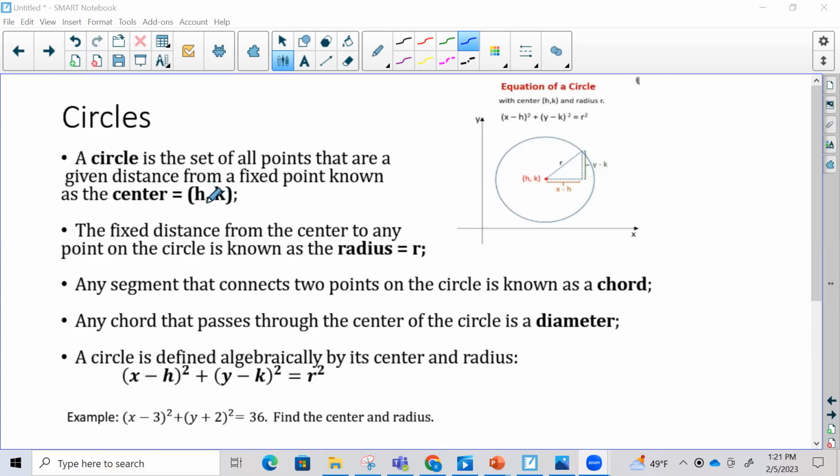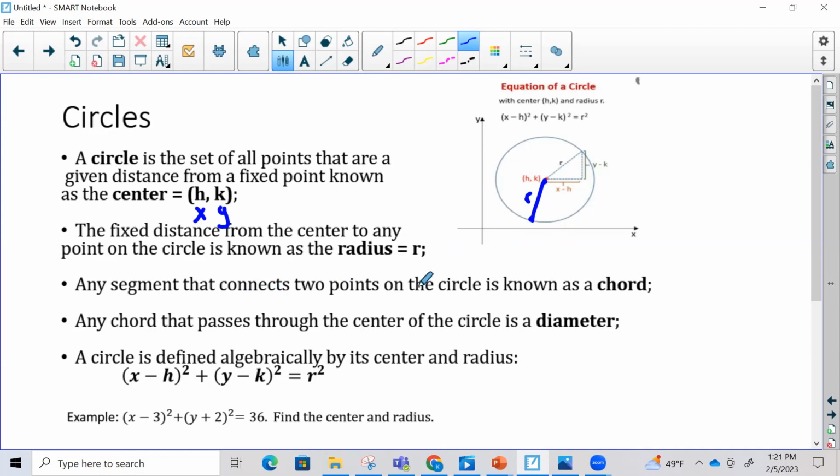Okay, so H is that X coordinate, and K is the Y coordinate, and we use H and K for the center of a circle. The fixed distance from the center to any point on the circle is known as the radius R. So I can pick the center and any point on it, and if I draw that, that is the radius. So you can draw the radius kind of an infinite number of times in this circle.